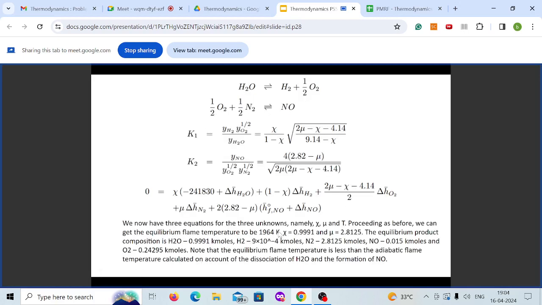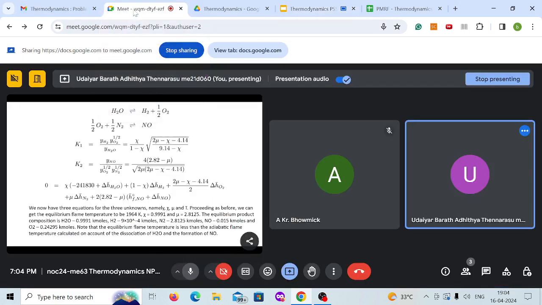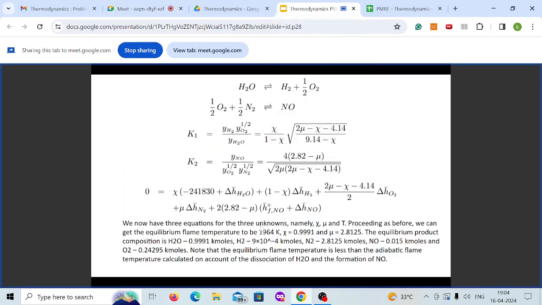So the flame temperature is 1965, and when equilibrium exists, the temperature is 1973, and now when nitrogen is also participating in the reaction, it's not inert, it has dropped to 1964. Any questions?